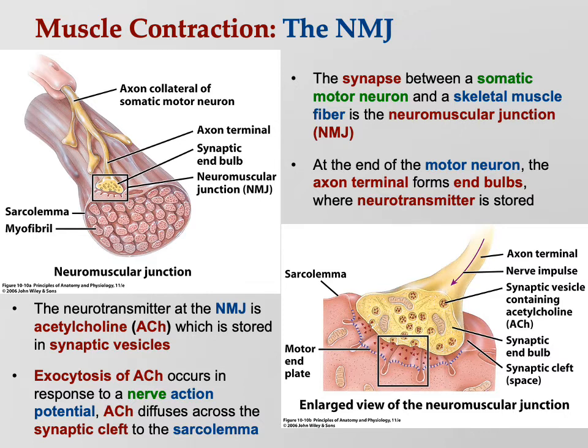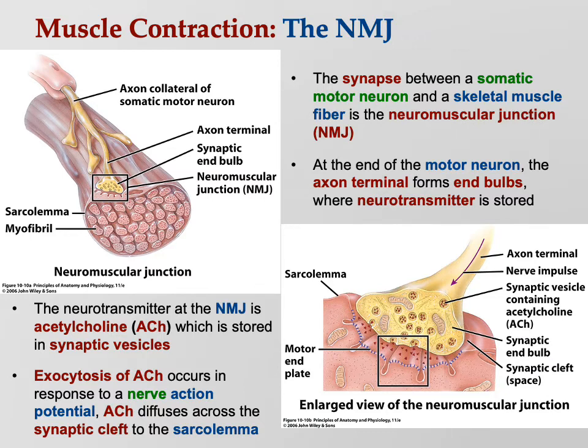And there's a little space in between the synaptic knob and the sarcolemma. Remember, that's the cell membrane of the muscle fiber, of the muscle cell. That little space is called the synaptic cleft. So what happens is the nerve action potential. We saw the muscle action potential before. That's the electricity on the sarcolemma, on the muscle. The nerve action potential is the electricity that runs down the nerve.